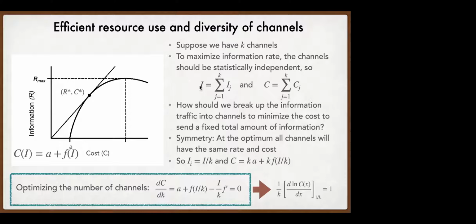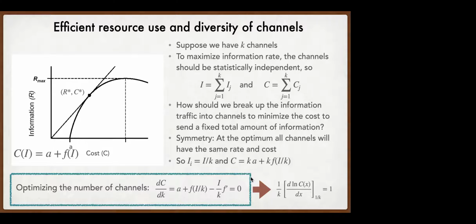So by symmetry, if you want to optimize this problem, you'll find that at the optimum, all the channels will have the same rate and cost. So basically, each I_j is equal to the total amount you transmit divided by k, where k is the number of channels, and the cost will be k times the baseline cost plus k times this function F of I, where I, the total information rate, is divided by k. So you get F of I over k. So now we can optimize this.